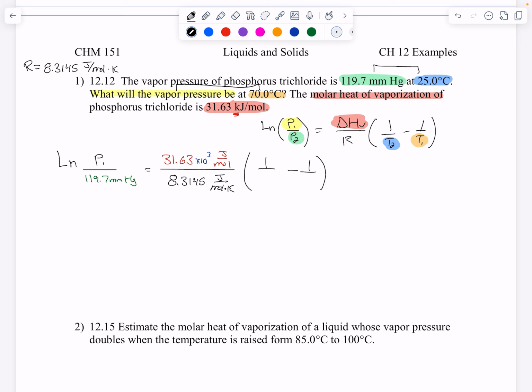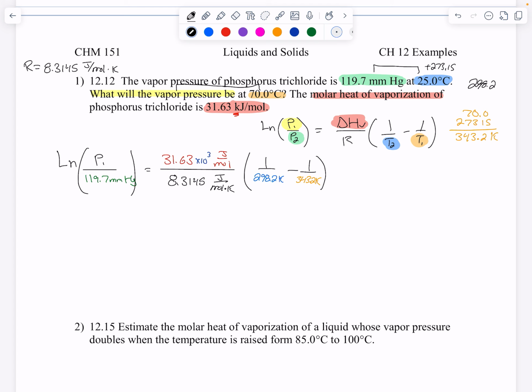Now, our temperatures, we have to add 273.15. So that's 298.2 for T2. And T1 is 70, so 70 plus 273.15, which is 343.2 with sig figs. So 343.2 Kelvin.